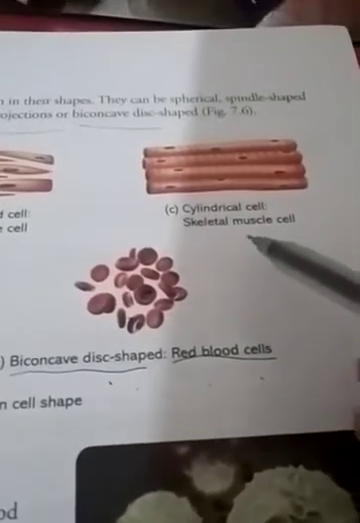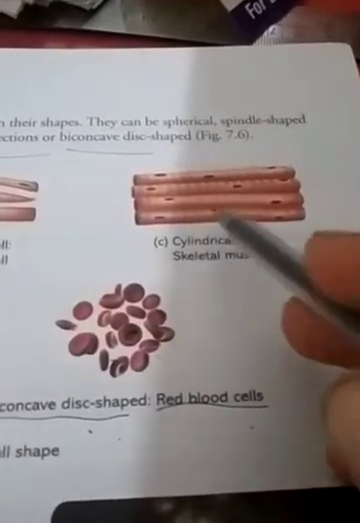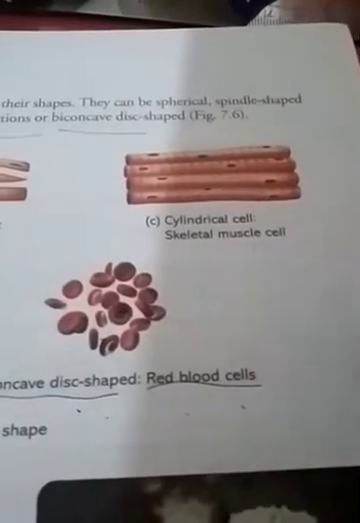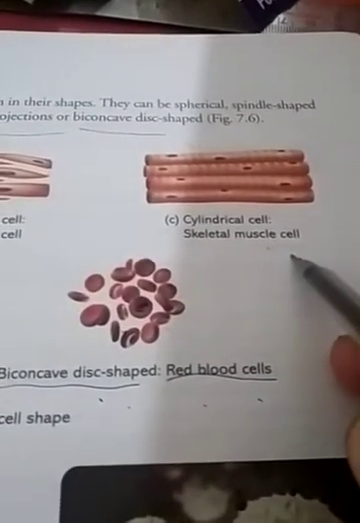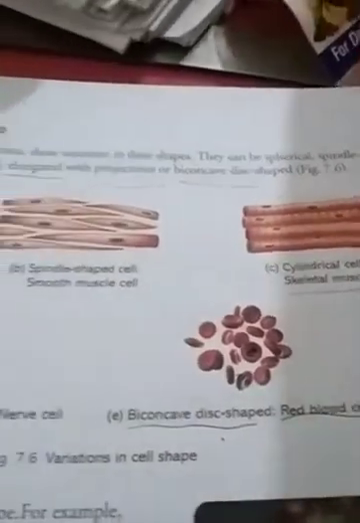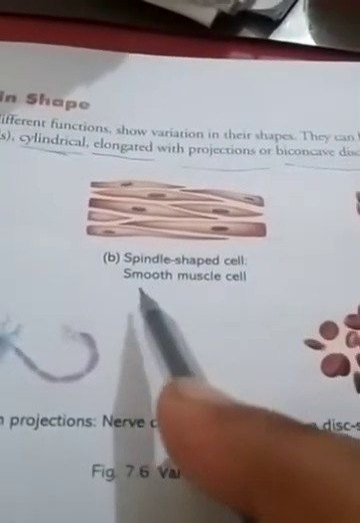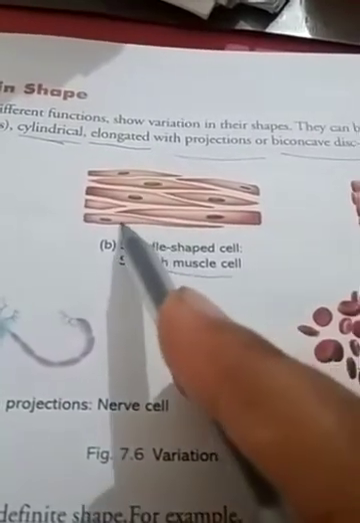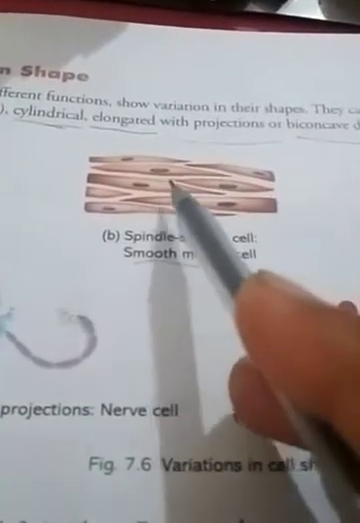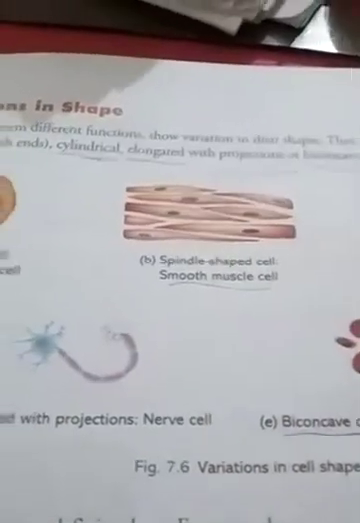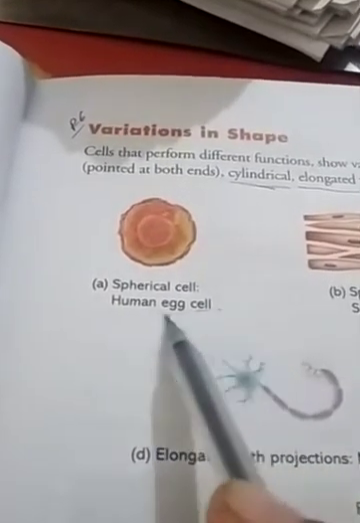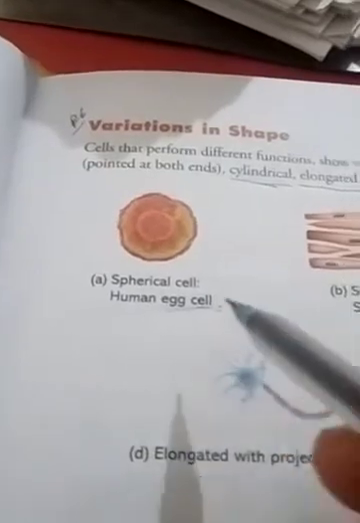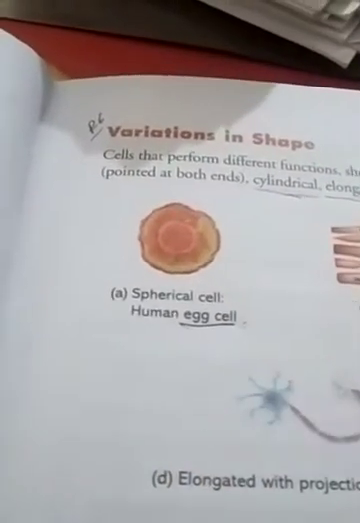Now you see the cylindrical cell. These have a structure like cylinders. These are skeletal muscle cells basically. This is spindle shaped. These are smooth muscle cells. You see, these look so smooth, but they have pointed ends. Next you see the spherical cell. It is the human egg cell, which is found in females.